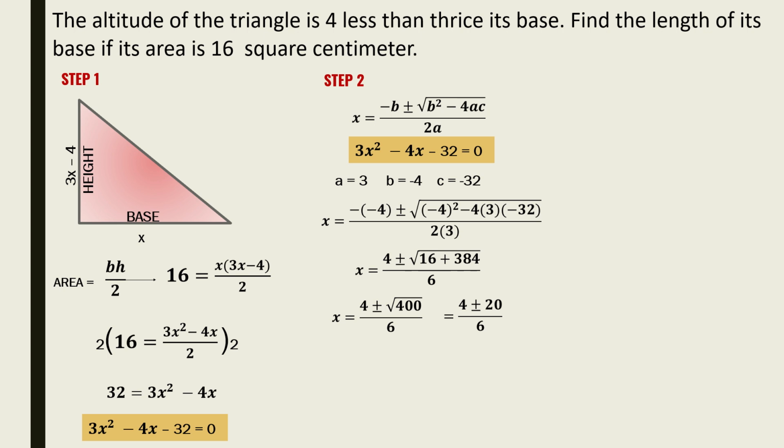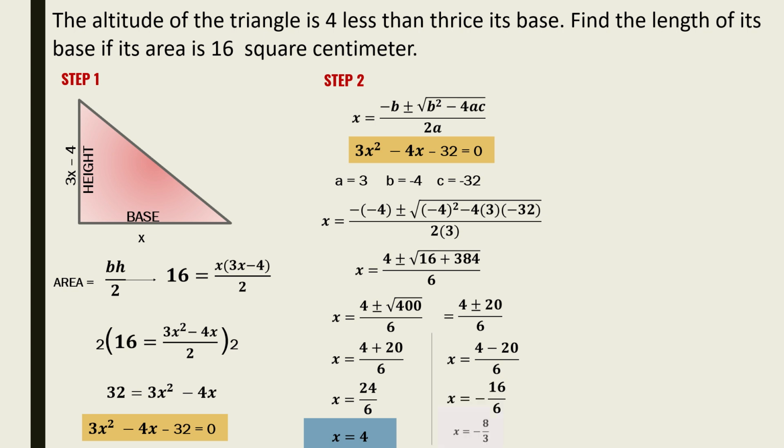Let's separate the plus and the minus. So, it will become x is equal to 4 plus 20 all over 6. And 4 plus 20 is 24. Divide by 6, the answer is 4. On the other side, that will be 4 minus 20 all over 6. So, 4 minus 20 is negative 16 all over 6. To simplify that, we have negative 8 all over 3.